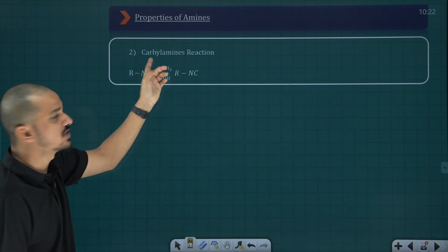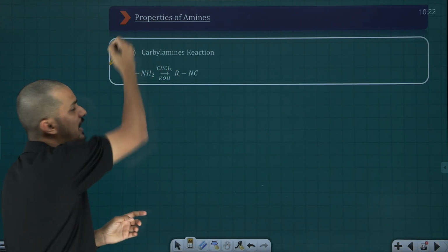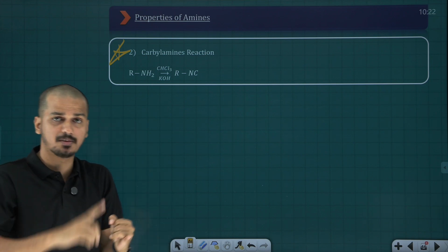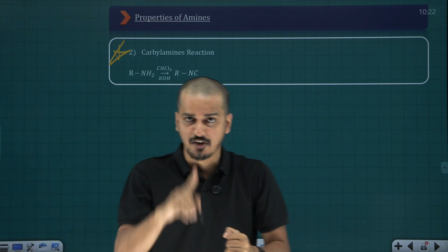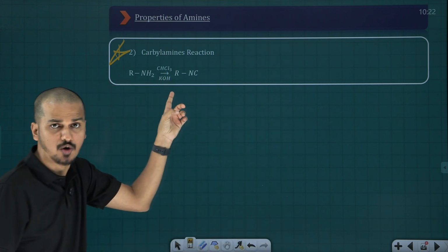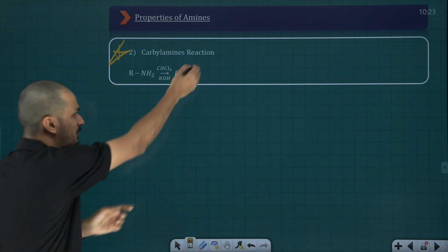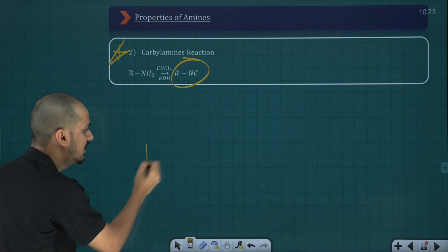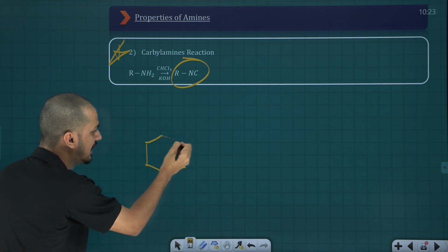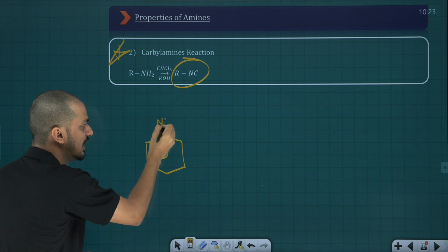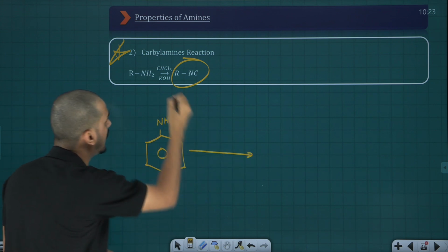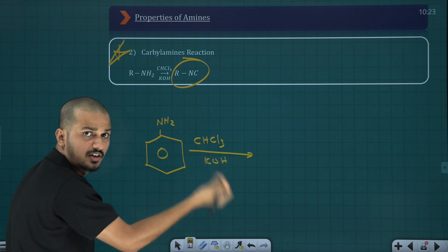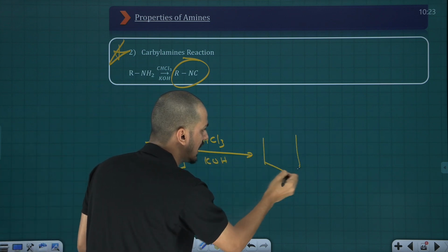Then next is the carbylamine reaction, or isocyanide test. A primary amine, either aliphatic or aromatic, when treated with chloroform and KOH, gives an isocyanide having a foul smell. If I take aniline and treat it with chloroform, CHCl3, and KOH, it will give phenyl isocyanide.